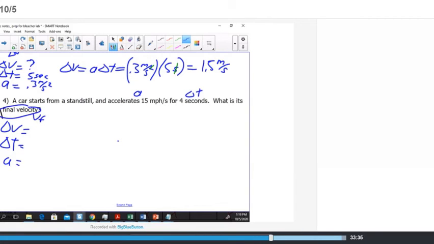What else did the problem tell us? Tells you the initial is 0. Good.